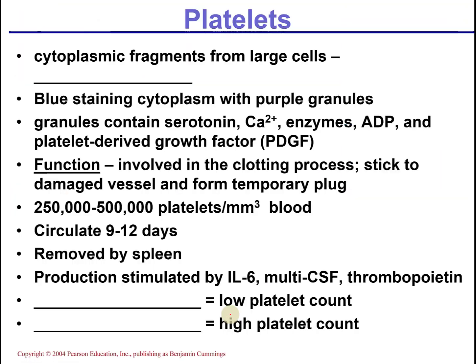Let's take a look at platelets now, the last type of formed elements. And platelets are actually pieces of large cells. They're pieces of cytoplasm that come from a large cell called a megakaryocyte.